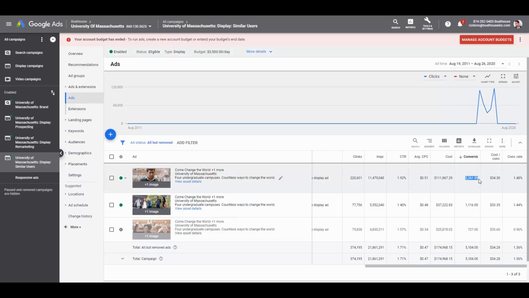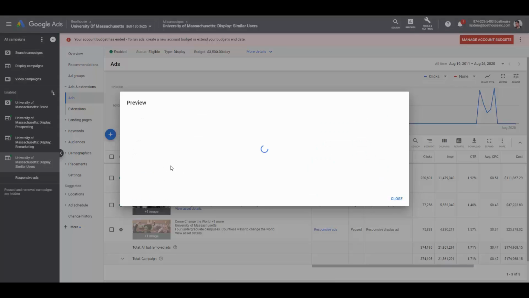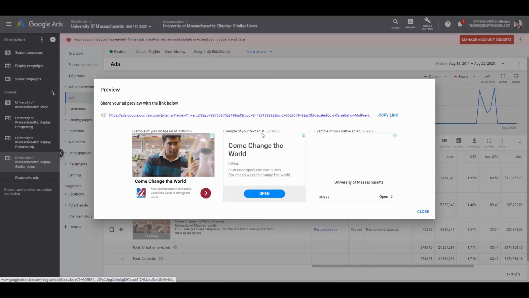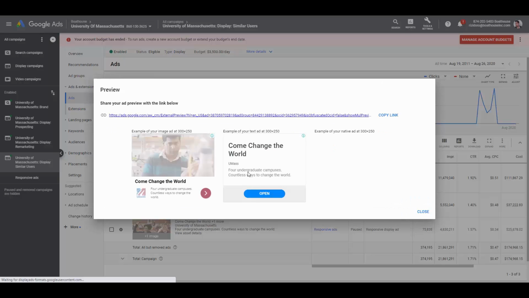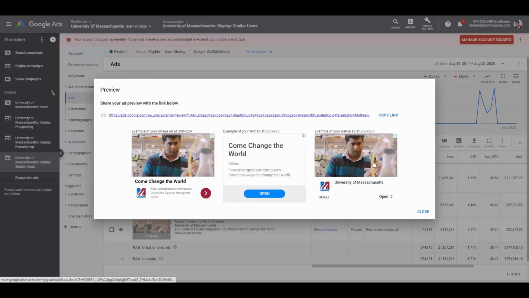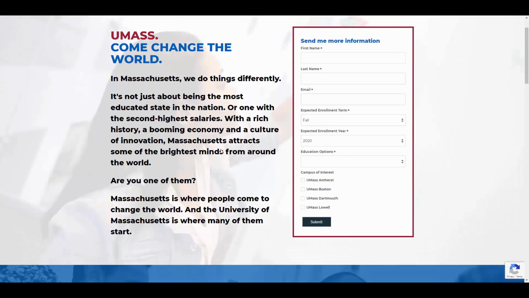So this drove over 3,000 conversions, and that's a responsive ad. Click on the assets here. And this is the responsive ad that drove over 3,000 conversions for GDN. Okay, now let's take a look at another account. And this is the ad that drove over 3,000 conversions for this particular GDN campaign.